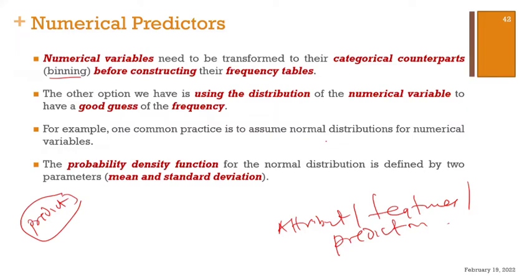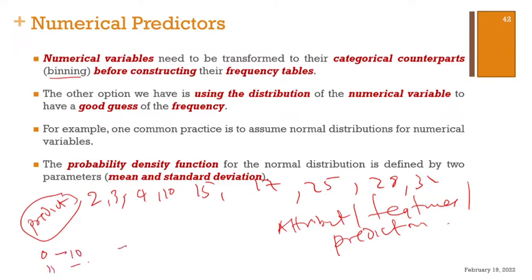Unfortunately, when you work with naive Bayes, this is probability, so you can't work with the numbers directly. You have to convert the numerical variables to their categorical counterparts. Just like what we used to have when we have grouped data in statistics. When you have grouped data, we have several values of student test results: 2, 3, 4, 10, 15, 17, 25, 28, 32. So we have to convert them into groups from 0 to 10, from 11 to 20, from 21 to 30. This is what we call binning.